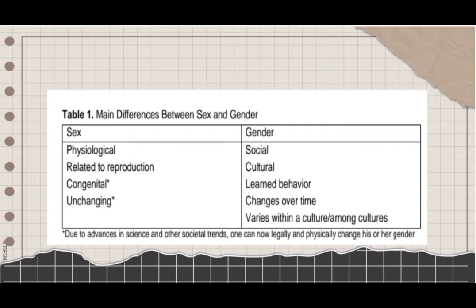Sex, on the other hand, is physiological, related to reproduction, congenital, and unchanging, while gender is social, cultural, learned behavior, and changes over time and varies within a culture and among cultures. Due to advances in science and other social trends, one can now legally and physically change his or her gender.